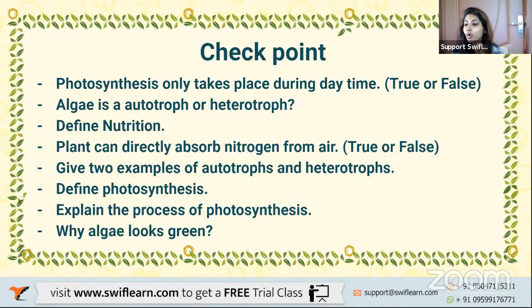So who will define nutrition for me? Who will define nutrition? Let's see if we got answers. Okay. Who will define what is nutrition? So nutrition is the vital elements which are needed for our body, which we get from the plants.